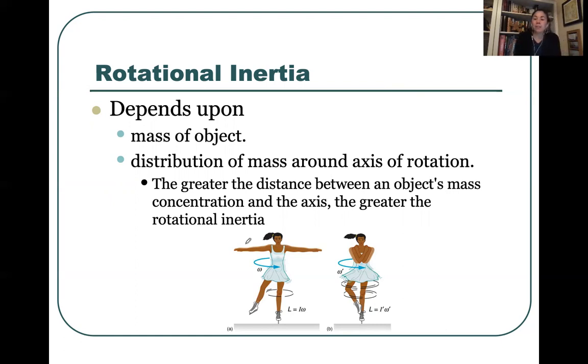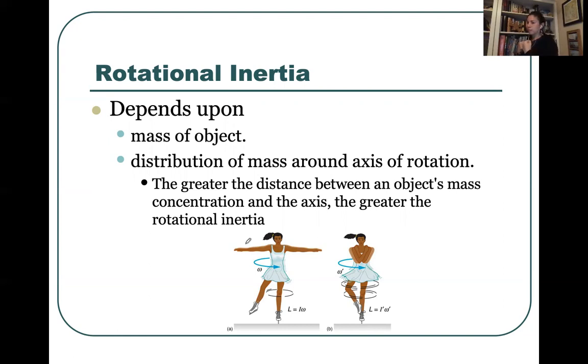Now, if I want to increase rotational inertia, all I have to do is increase the distance between the mass and the axis of rotation. So what I can do is extend my arms out. If I do this, essentially the mass on my arms and my hands is moving further away from the axis of rotation. And so, you can try this on your chair maybe.